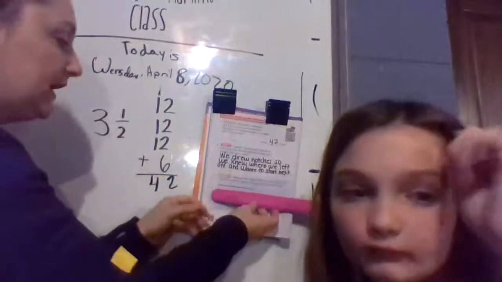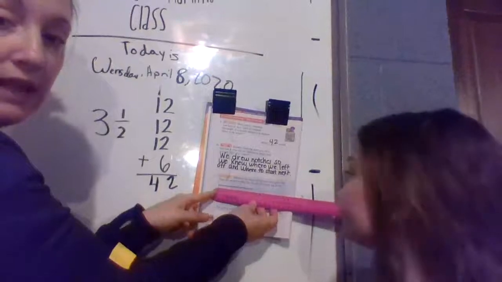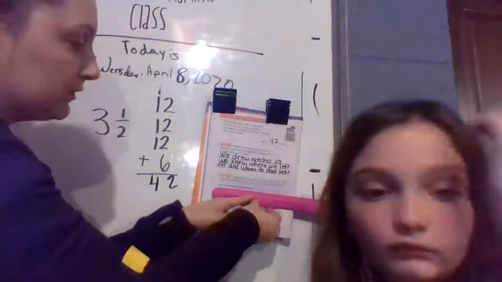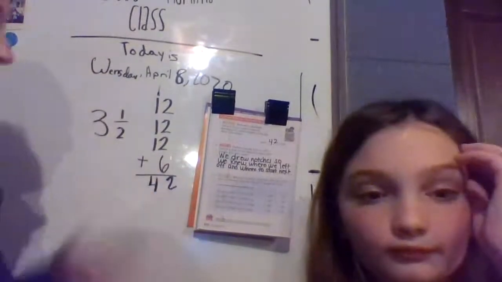So I'm going to start right here on the 0. So the 0 and the line match up. I'm going to go all the way down to what number it's closest to, and it's closest to the 3. So let's answer the questions.